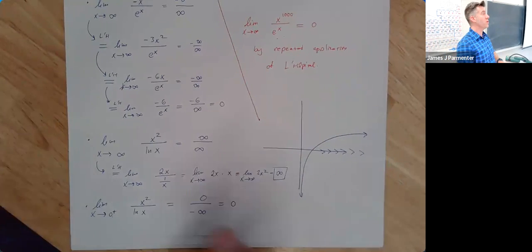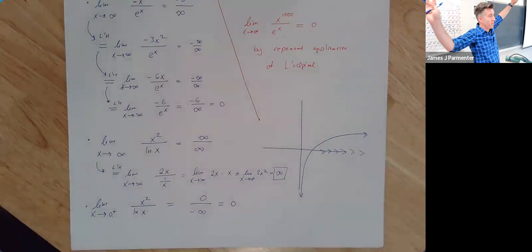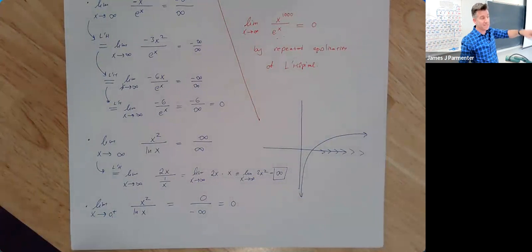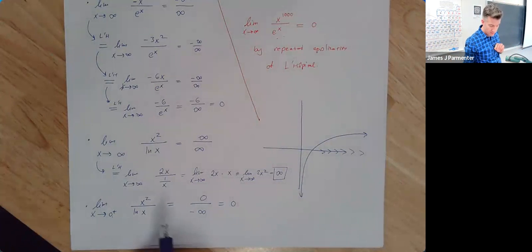No. So the quotient rule should never be in your mind when we're talking about limits, right? So again, this question is not asking us to find the derivative. This question is asking us what this function is approaching as x gets really, really close to 0.